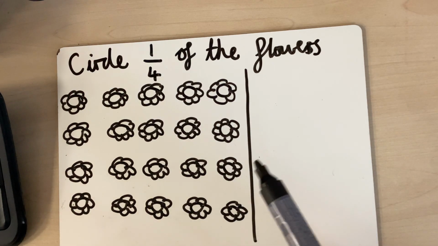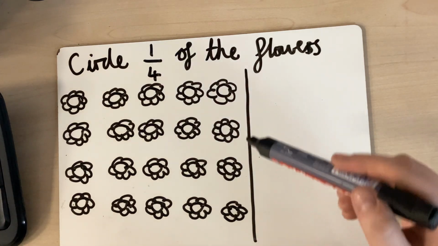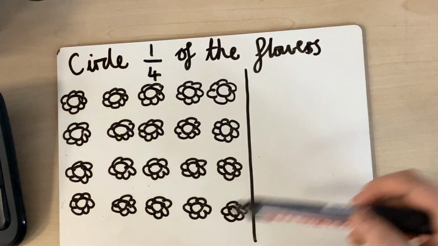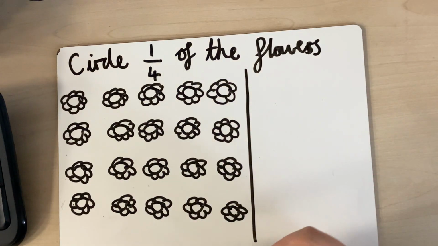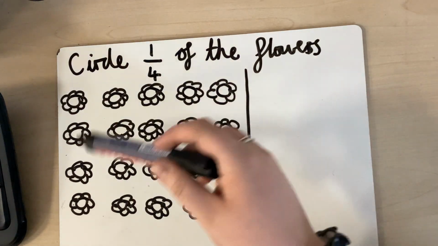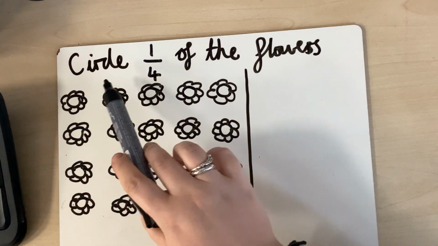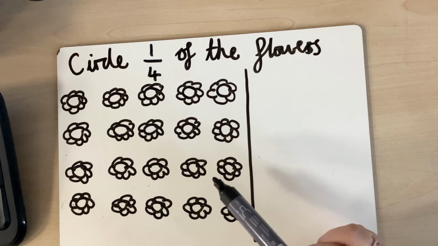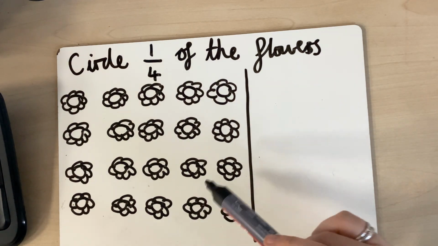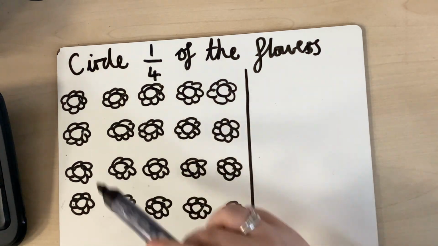Now we've had this conversation in class, and it doesn't matter whether the objects are flowers, cars, animals, people. That's just trying to trick you, okay? So we've got to just imagine them as dots. So my question is circle 1/4 of whatever these objects are. But I can't do that without knowing how many there are altogether.